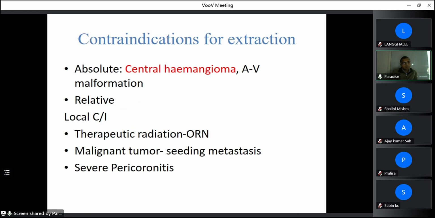If there is presence of malignant tumor, if you do extraction in such cases, it will lead to metastasis. The malignancy will be spread. And the next is severe pericoronitis.